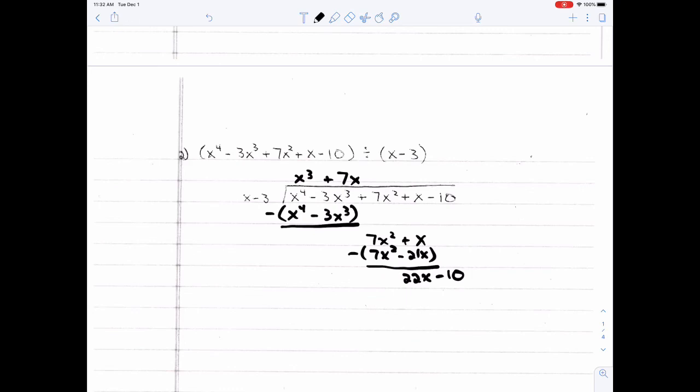Okay, let's do it again. What times x gives me 22x? It'll be plus 22. So again, it's what times x gives me 22x. That's what I'm asking.